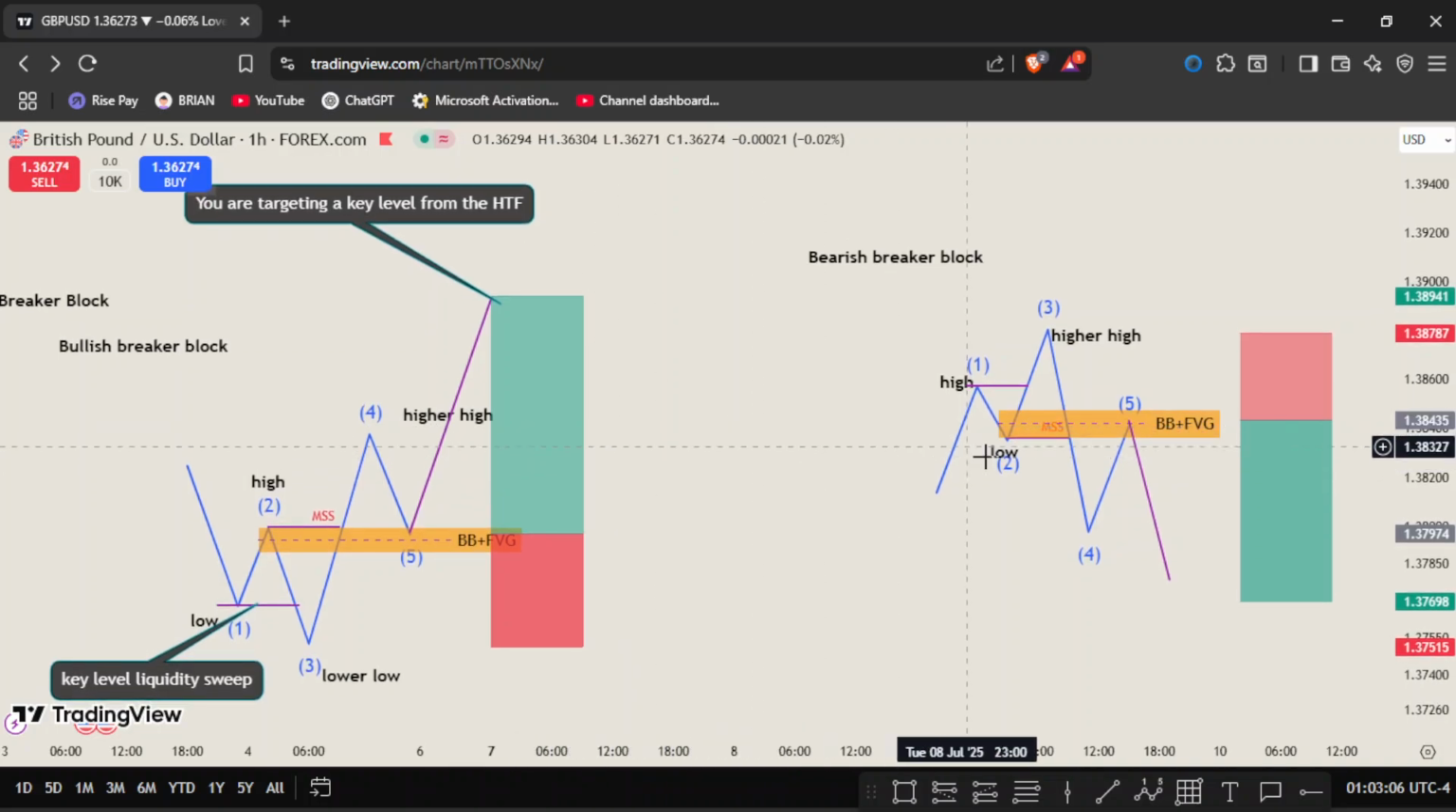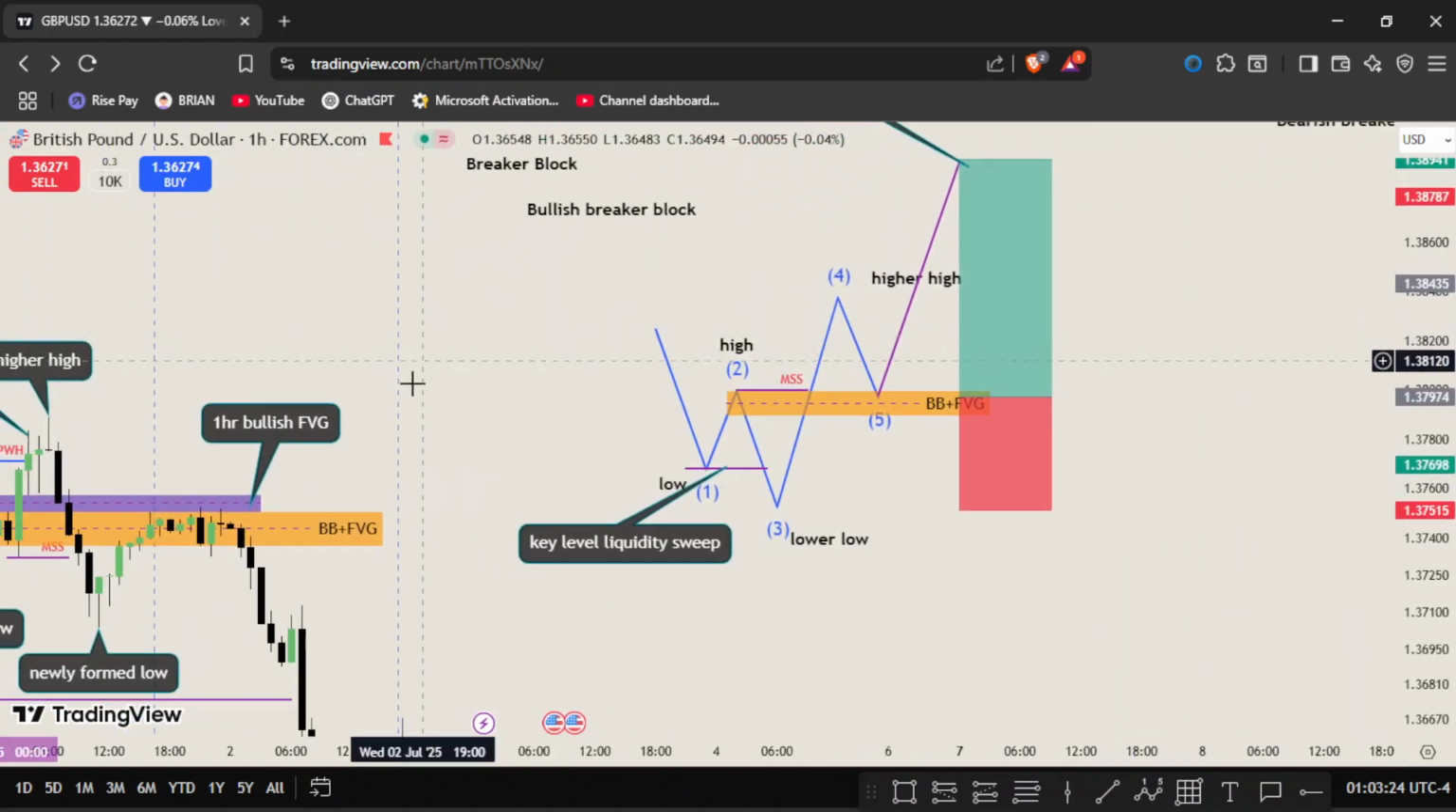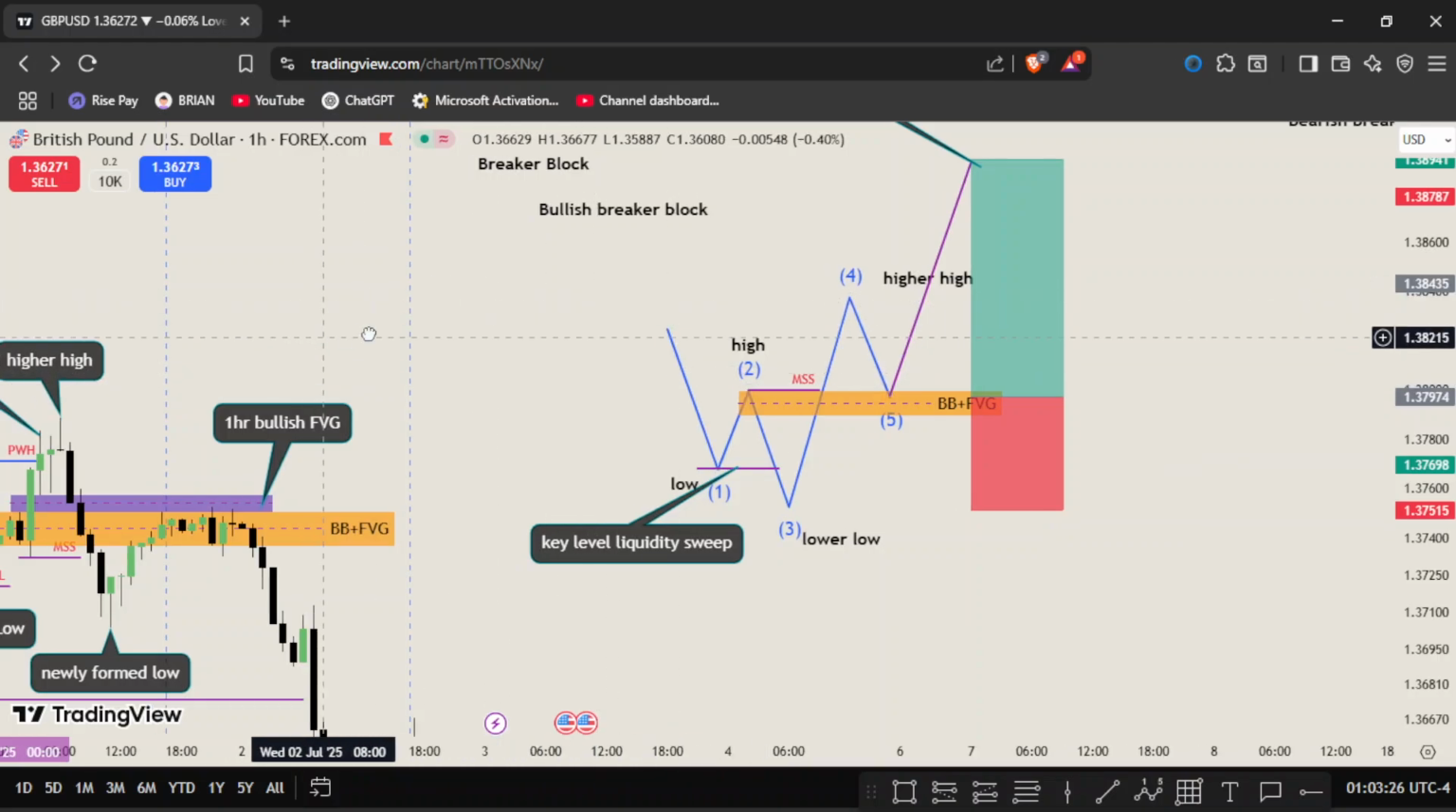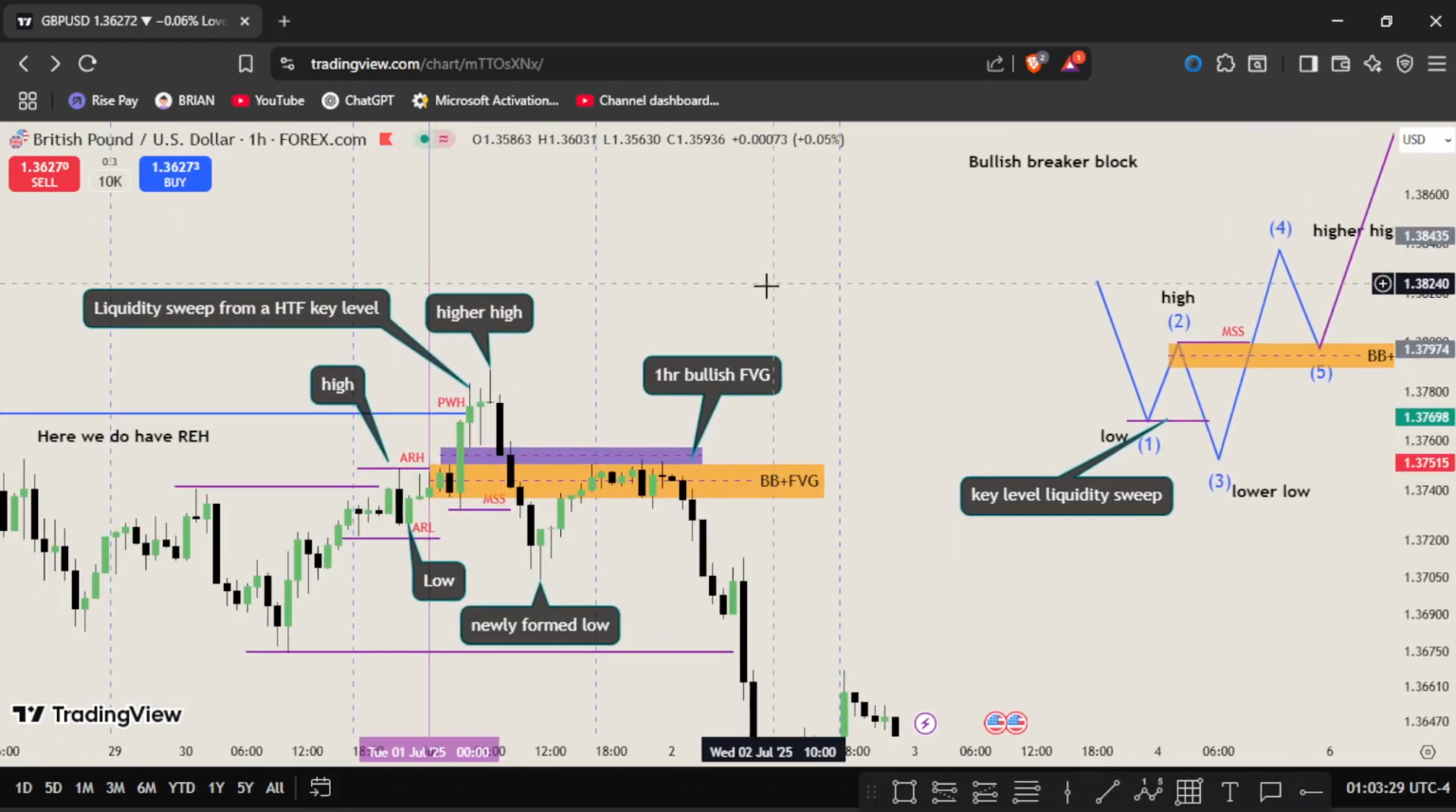This is what I'm trying to explain, guys. Wasn't this candle the one that initiated the sweep of this high, forming a new higher high? And did price not come back to this breaker block or this candle's area to sweep, to offer smart money a chance to enter the trade? So price, we get a market structure shift.